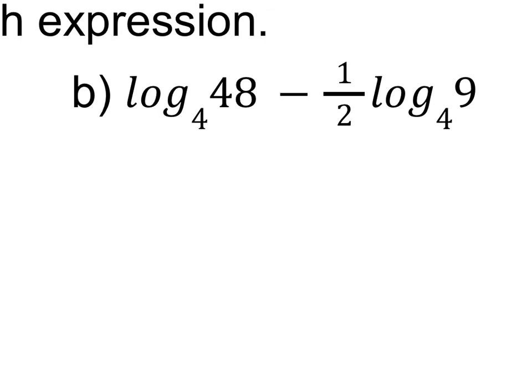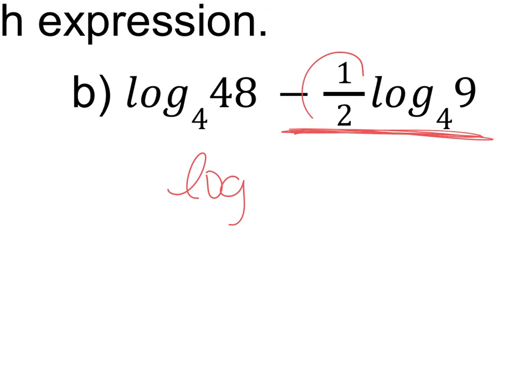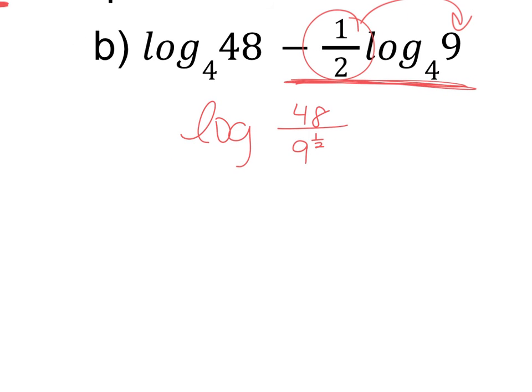Okay, this next one. Log base 4 of 48 minus 1/2 log base 4 of 9. So first I'm going to rewrite this as 1 log. So log, remember this part's going to be in the denominator because it's minus. And I'm going to move this to the exponent. So I'm going to have the log of 48 over 9 to the 1/2 power. What is it whenever you do something to the 1/2 power? Well, you're square rooting it. So now we have log base 4 of 48 over the square root of 9 would be 3.